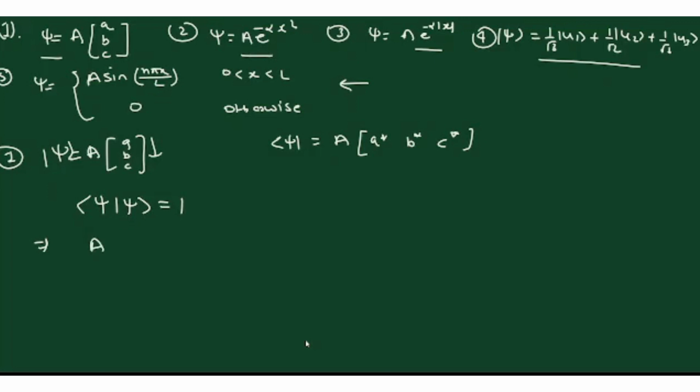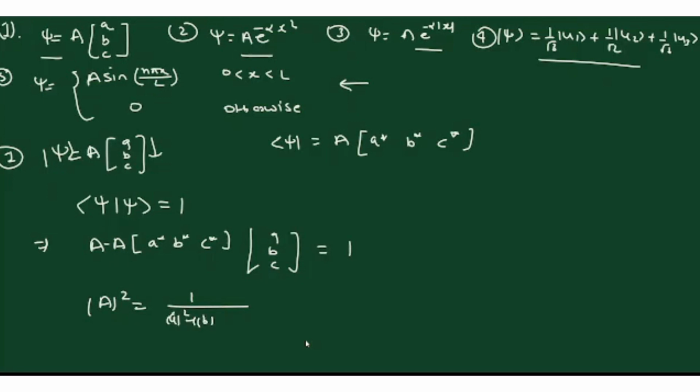So this will become a star, b star, c star, times the column vector a, b, c, is equal to 1. So after multiplying, I will get mod a square is equal to 1 upon a square plus b square plus c square. Now my mod a, the normalization constant, is equal to 1 upon root of a square plus b square plus c square. Okay, that's the first way.